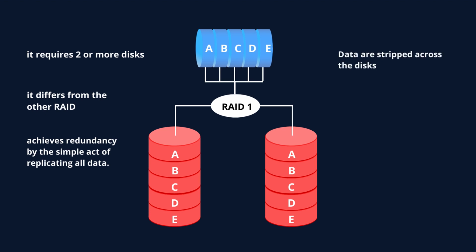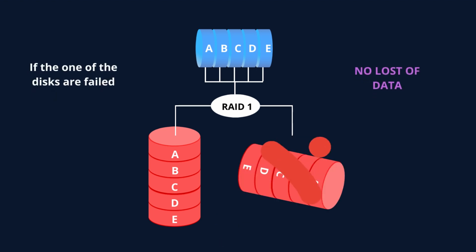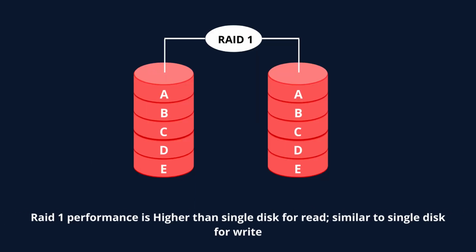In terms of data distribution, it is the same as RAID 0. Data are striped across the disks, but for this RAID, each logical strip is mapped to two physical disks so that every disk has its own mirror. If one of the disks fails, there will be no loss of data because the other disk will have a duplicate copy. RAID 1 performance is higher than a single disk for read, but similar to a single disk for write.